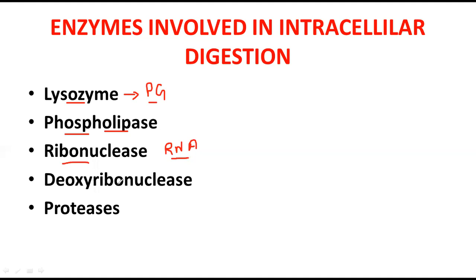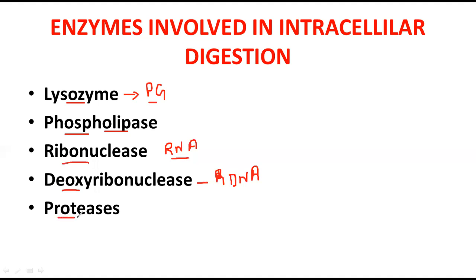Okay. The fourth one is the deoxyribonuclease. As the name indicates, these enzymes hydrolyze the DNA. It hydrolyzes the DNA of the microorganism. So by destroying the DNA, obviously the microorganism can no longer survive.